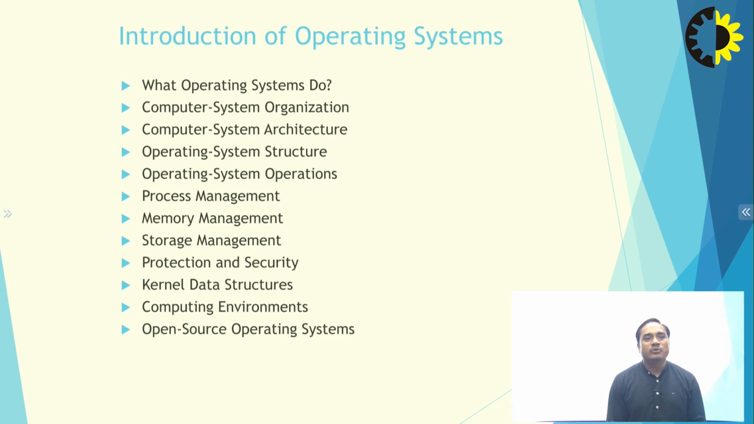Third point is computer system architecture, what the architecture of a computer system is, how the components are integrated with each other, and how they support the operations by using the OS. Next point is operating system structure, how the operating system is divided into different structures, and what operations will be performed by the operating system.